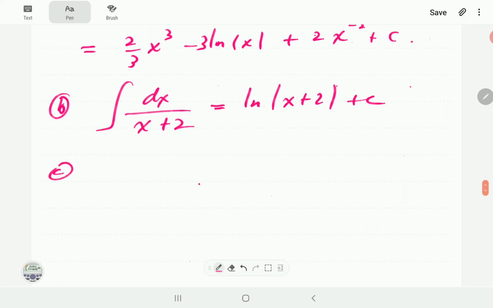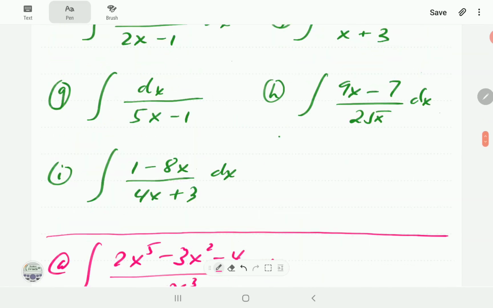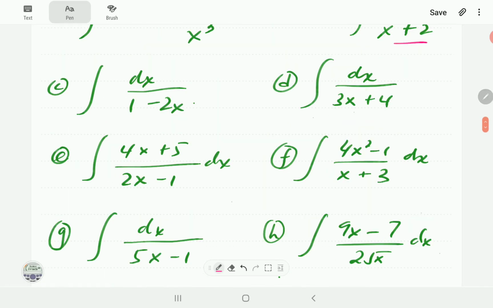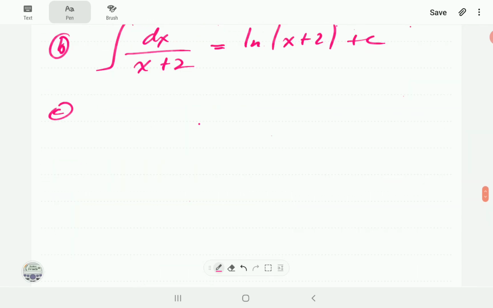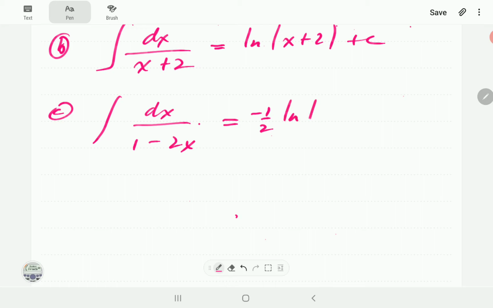All right, then in c, again, we have a linear denominator, dx over 1 minus 2x. So this time the coefficient of x is negative 2. So we're going to divide by negative 2. It's going to be negative half ln of 1 minus 2x plus c.